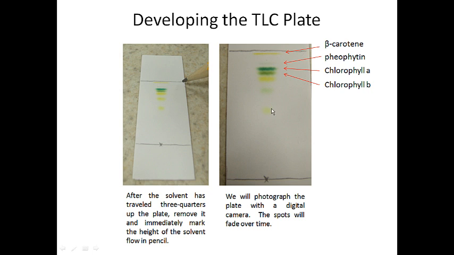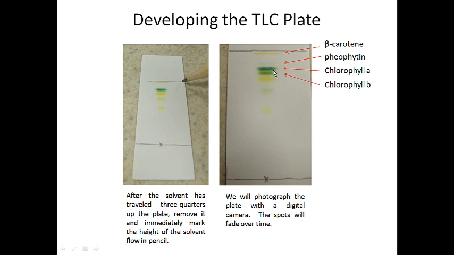So you can see here that after the development, this solvent got pretty close to being the best TLC solvent we could have. You can see that there are different bands. It turns out that this band is the beta carotene. This gray band right here is the pheophytin. There's chlorophyll A and B, and then some other pigments that I personally haven't identified.